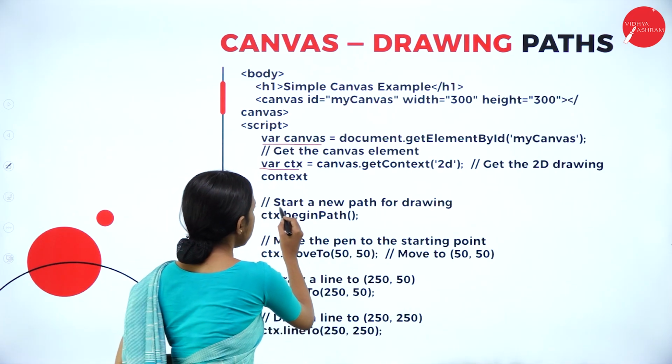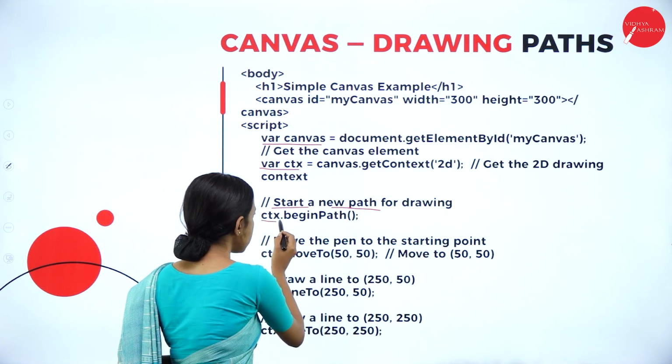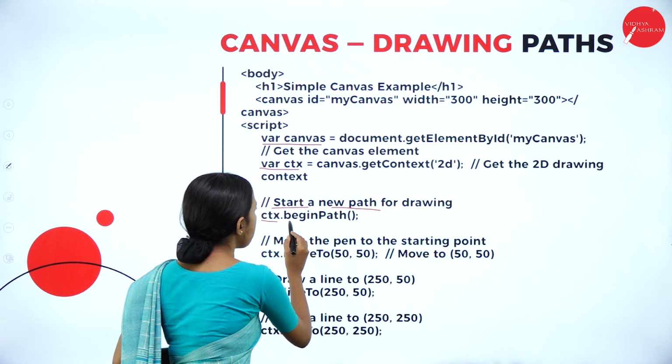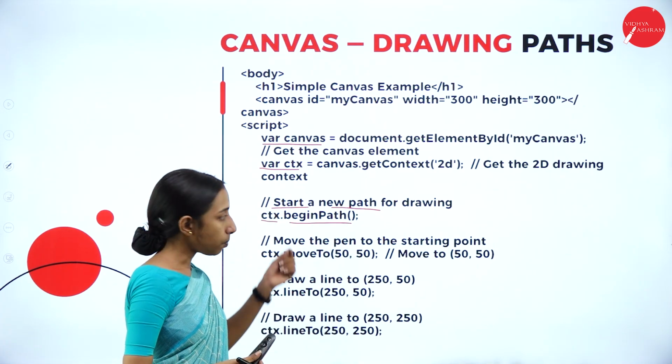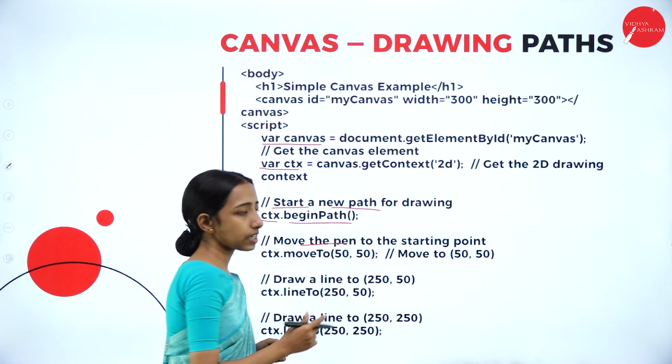After that, here we start the new path for drawing. Here we will be using ctx, the variable we have created, dot beginPath method. So beginPath begins the path, and next, move the pen to the starting point.